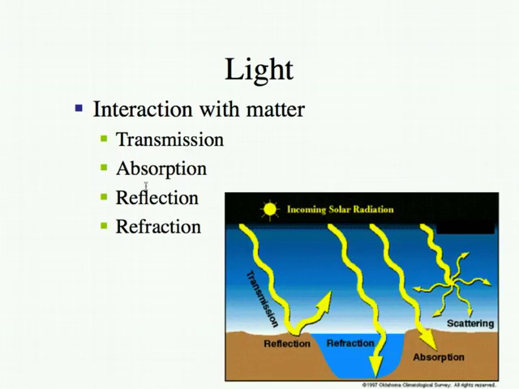Light interacts with matter in several different ways. It can be transmitted, like it is through the air. It can be absorbed or reflected, and the type of material that's engaging with the light is going to determine what properties of the light, how much of that light, and what wavelengths of that light are going to be absorbed and which are going to be reflected. And it can be refracted, it can be bent, and refraction is going to be important when we're talking about the structures of the eye.